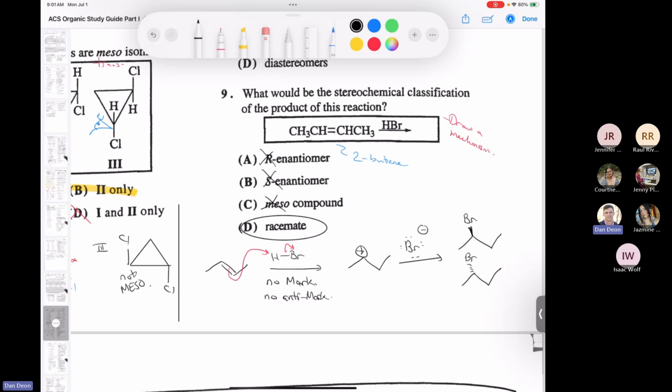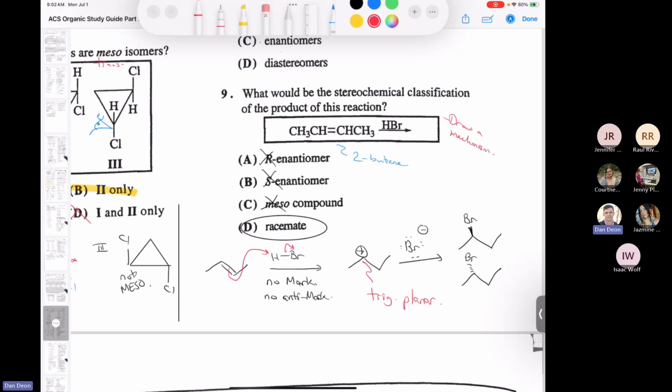It's going to attack either face of the molecule with equal likelihood, and the reason why is because a carbocation is trigonal what? Planar, right? So the nucleophile can come in on either face of the molecule. You see how they kind of ask 2 or 3 things in the same question here, okay? You kind of have to think a little bit.